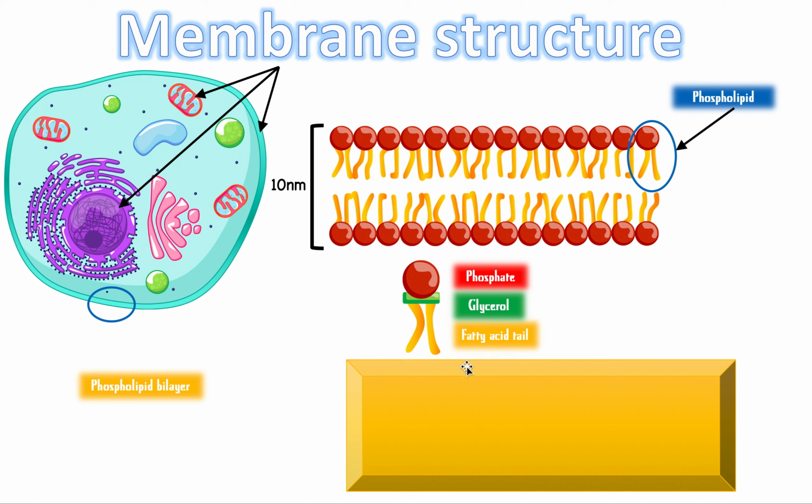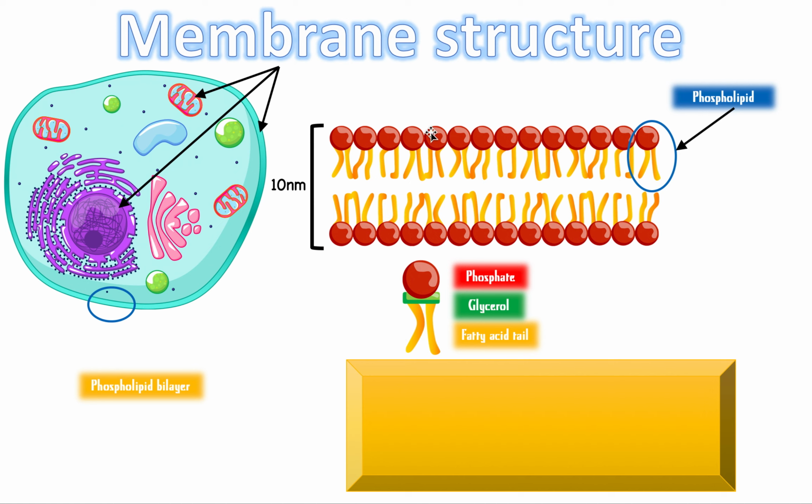So this makes sense as to why it's called a phospholipid. Phospho refers to the phosphate head that it has, and lipid refers to the fatty acid tail, because fatty means lipid, right? Lipid is a scientific way of saying fatty. So that's why it's called a phospholipid, because it's got a phosphate group and it's got two lipid tails.